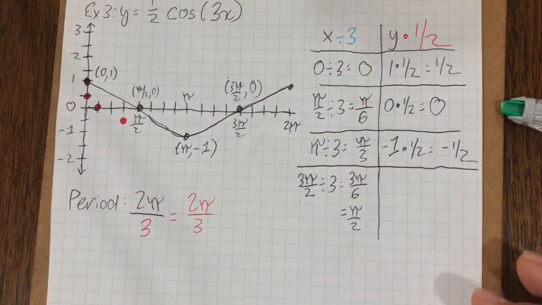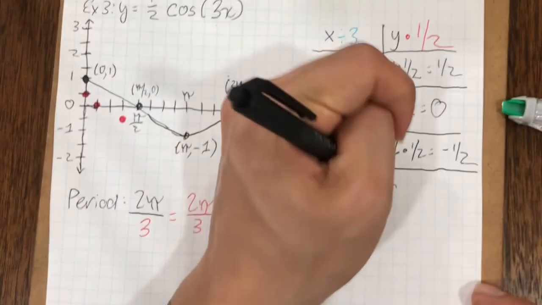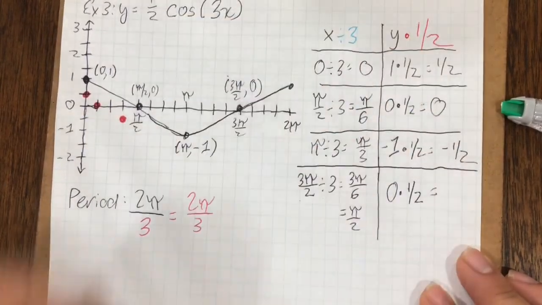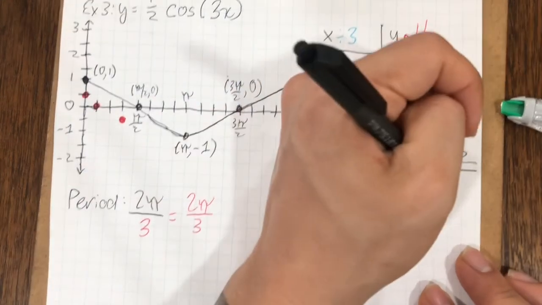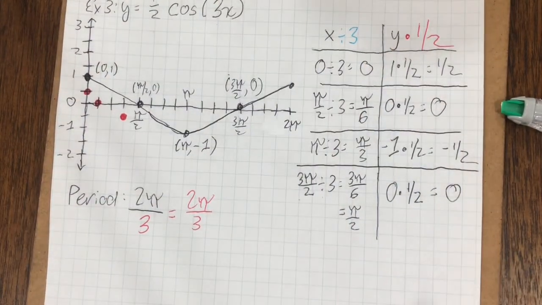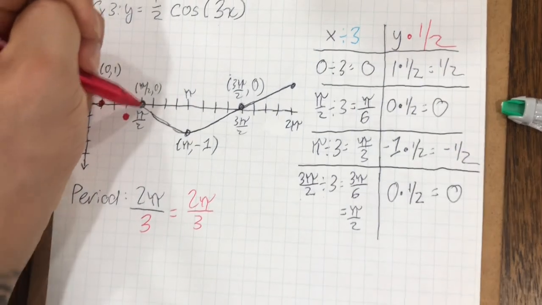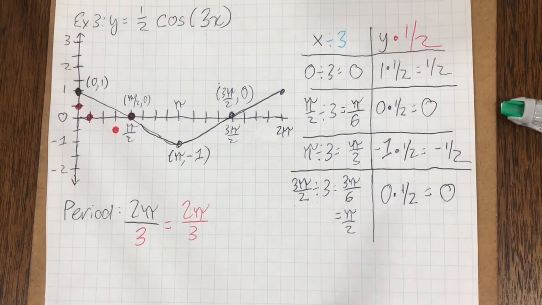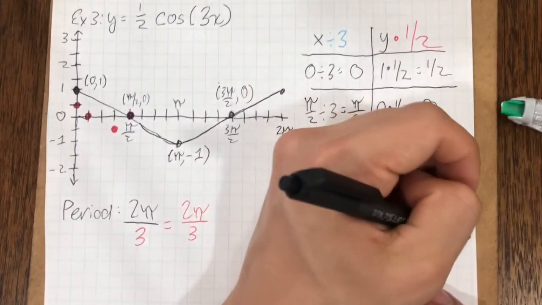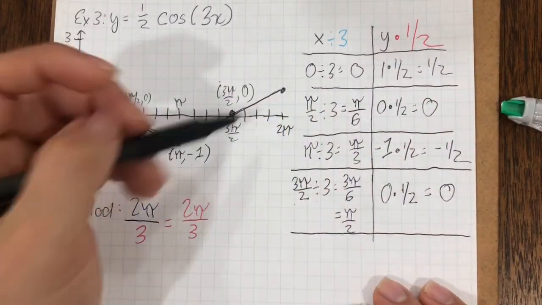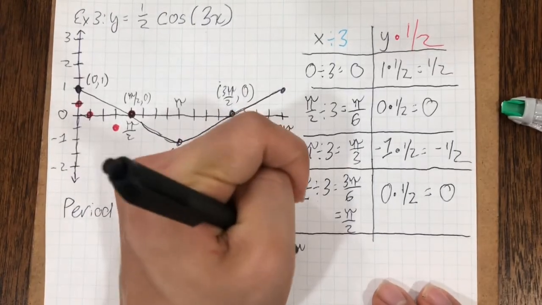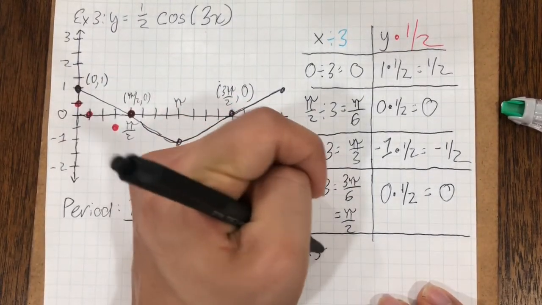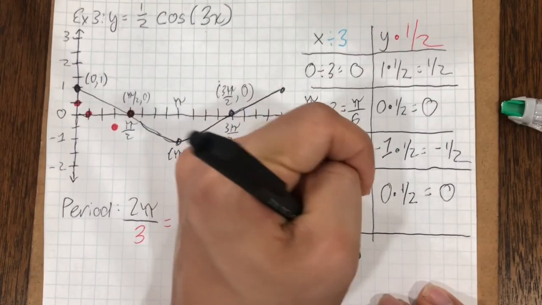All right. So now we have 0. So I have 0 times 1, 0 times a half, which still becomes a 0. So I have pi over 2, 0. And then I'm almost done. So I'm going to move on to my fifth and final point. So originally we had 2 pi comma 1. So if I were to divide that by 3, I end up with 2 pi over 3.